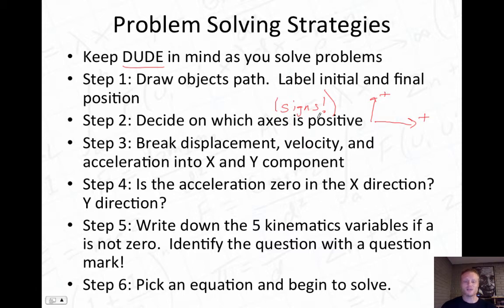If you forgot how to do that, check out one of the previous lessons about vectors, and you can figure out how to break vectors into components. Step 4, is the acceleration 0 in the x direction? What about the y direction? If it's 0, that's really helpful. Why is it really helpful?